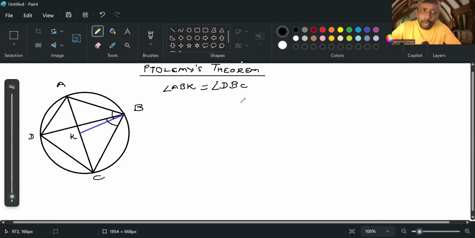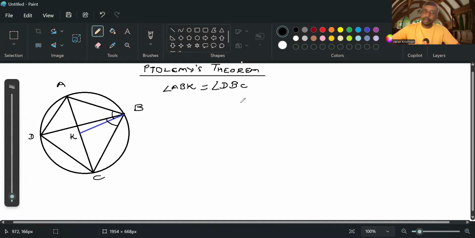Definitely, if I consider this angle ABC of the cyclic quadrilateral ABCD, then one of the angles, ABD, will be greater or lesser than the other angle, DBC. In this case, I'm considering that angle DBC is greater than angle ABD. So I'm drawing BK in such a way that angle ABK is equal to angle DBC.